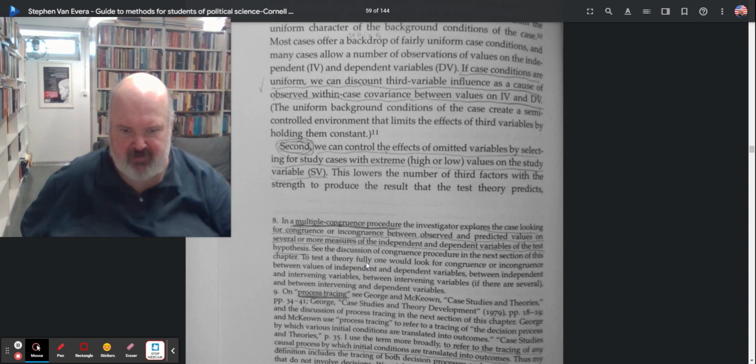To test a theory fully, one would look for congruence or incongruence between values of independent and dependent variables, between independent and intervening variables, and between intervening variables, if there are several, and between the intervening and dependent variables, right?